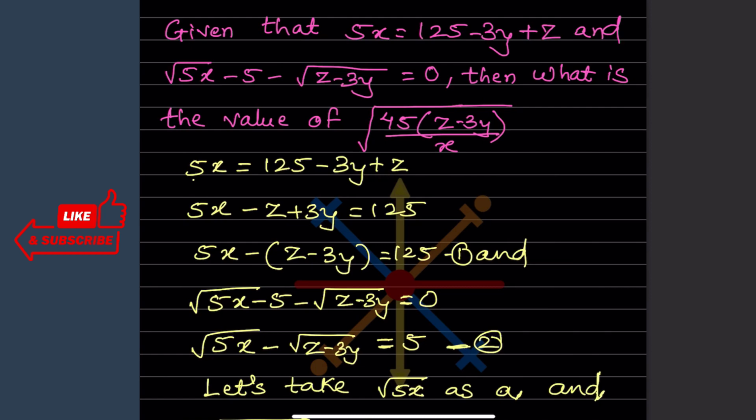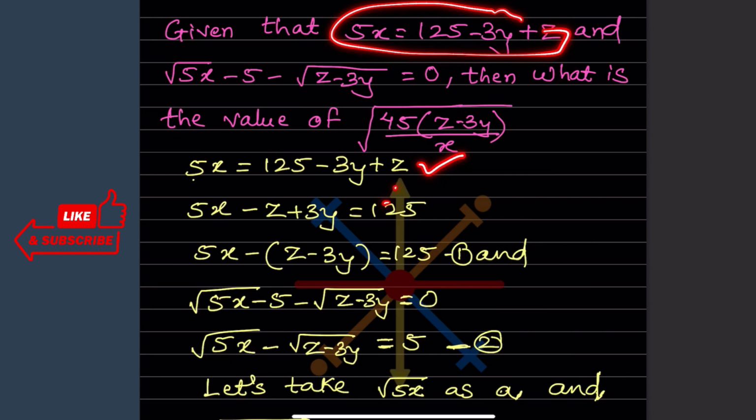So we are going to do this question here. Given that 5x is 125 minus 3y plus z, and root of 5x minus 5 minus root of z minus 3y is equal to 0, then what we have to find is the value of this one. So now let us start with the given things. So this is given here.